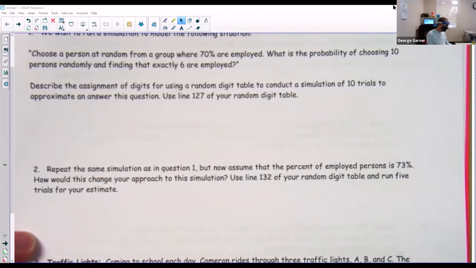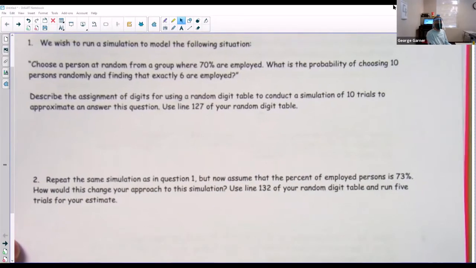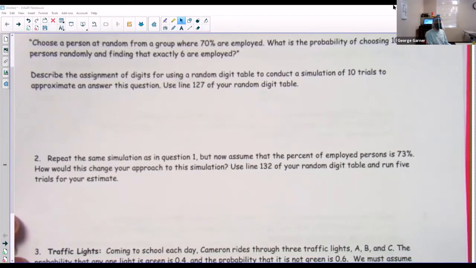So page 7. In the first simulation, we're supposed to choose a person at random from a group where 70% are employed. So what is the probability of choosing 10 persons randomly and finding that exactly 6 are employed? Okay, so we're going to start out with assigning digits. And if we have a 70%, 30% split, I don't think we need double digits. If it was like 71 and 29%, then we would, but not 70-30.